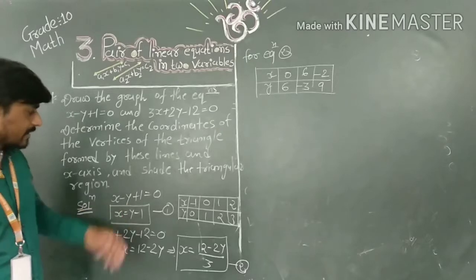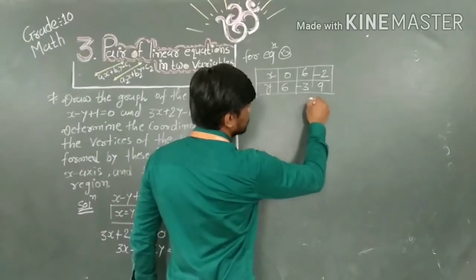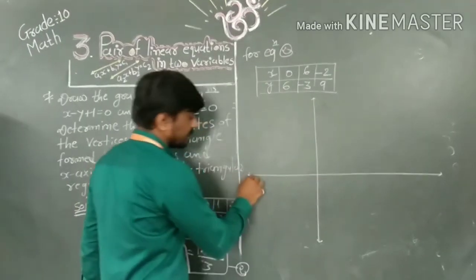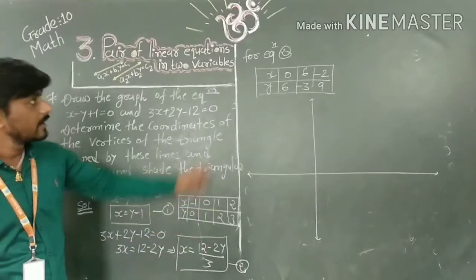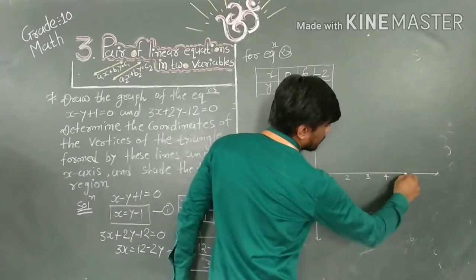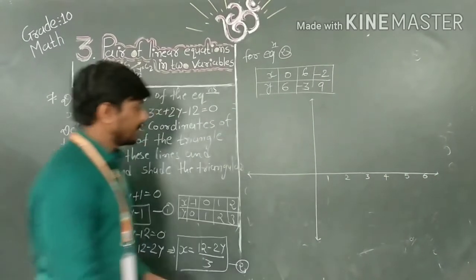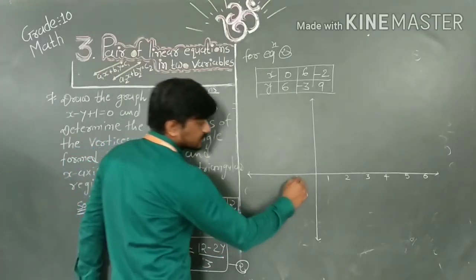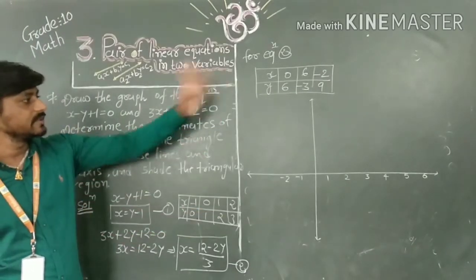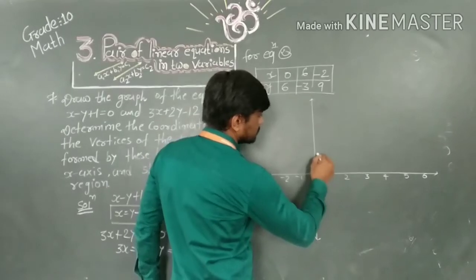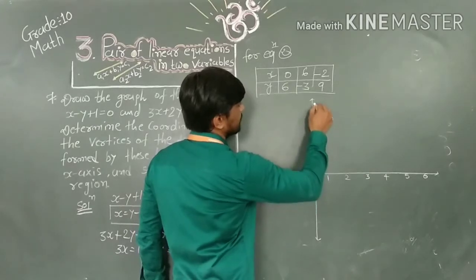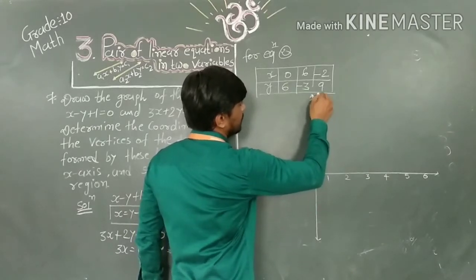Now I draw a graph. What happened? Suppose this is a vertical line, the y-axis. This is a horizontal line. What is the maximum value of x? Here 2 and here 6. Therefore I write 1, 2, 3, 4, 5 and 6. And for negative, we want minus 1 and minus 2. For y, the maximum value is 9. Therefore I write 1, 2, 3, 4, 5, 6, 7, 8 and 9.